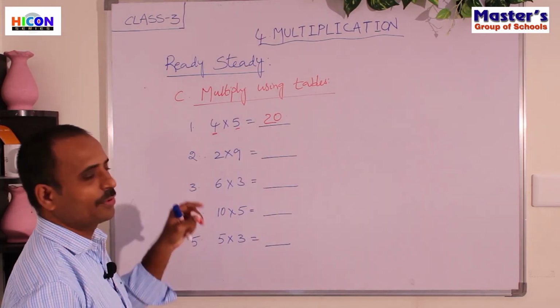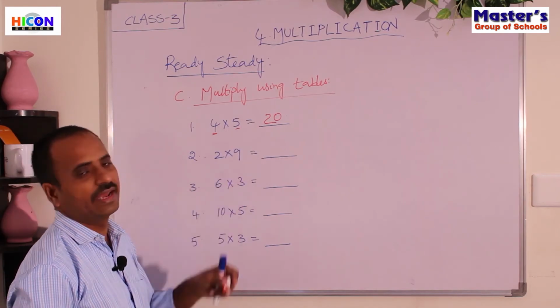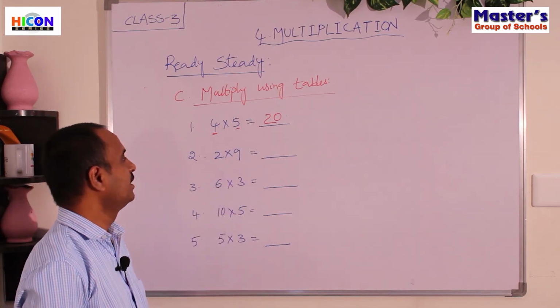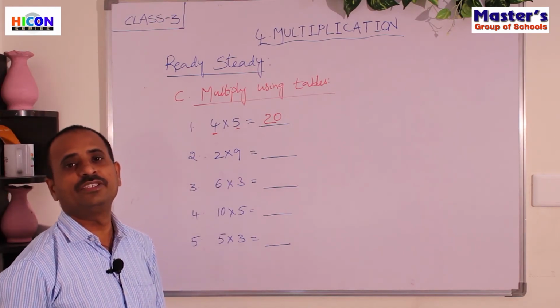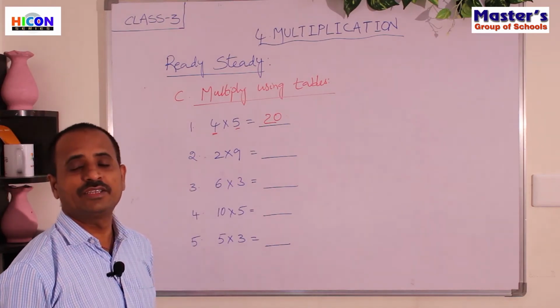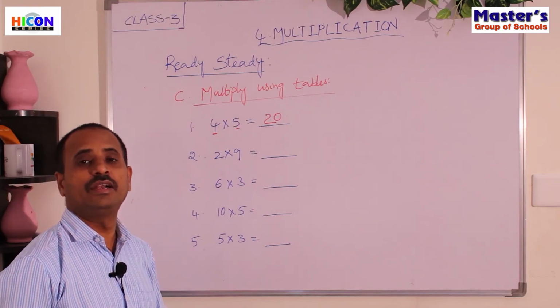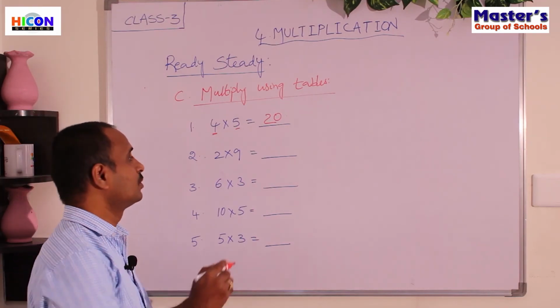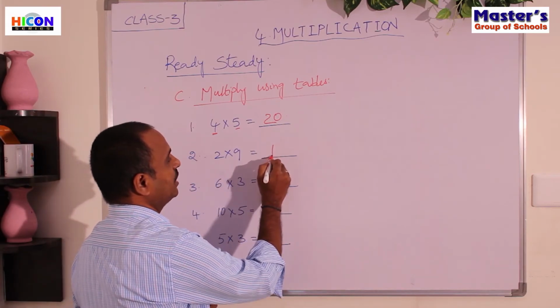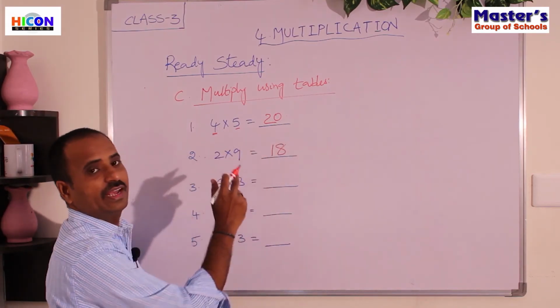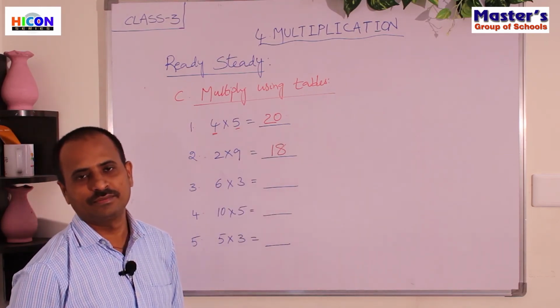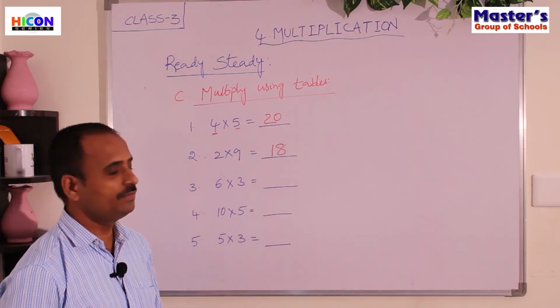Next, see the second problem. 2 into 9, and it can also be read as 2 nines. So 2 nines, how much? So what is the second table? You already know the second table very well. So 2 nines, how much children? 2 nines are 18, and 2 nines means the number 9 is added 2 times.